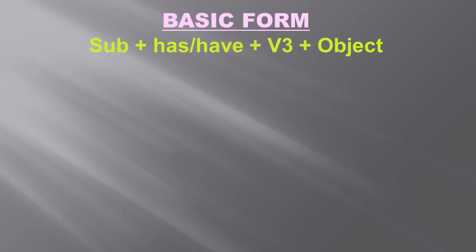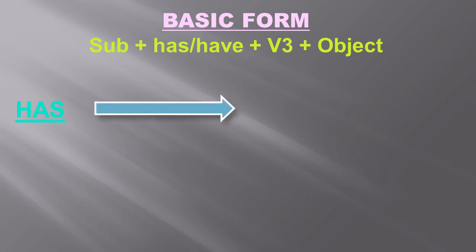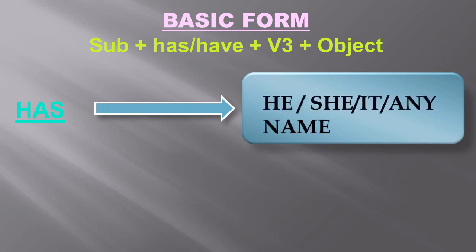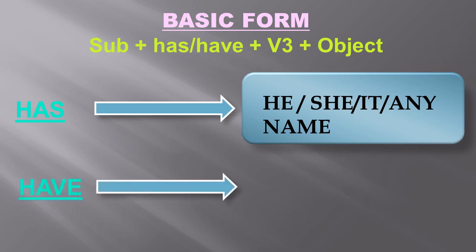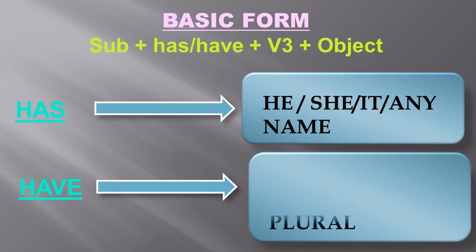Now let's see its basic form. Its basic form, or I can say the basic structure, is subject plus has/have plus third form of the verb, that is past participle form of the verb, plus object. Now the question arises where we have to use has and where we have to use have, similar to do or does. So has is used when the subject is he, she, it or any name, similar to does. And have is used with subjects like I, we, you, they or any name.